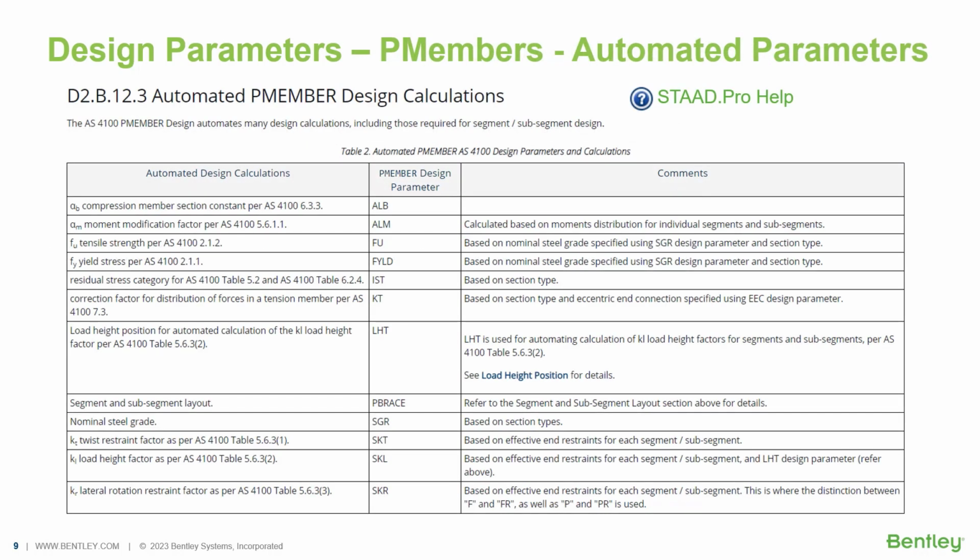When performing the design on physical members, many design parameters are automatically calculated by STAAD.Pro as shown in this table. For example, moment modification factor as per section 5.6 of AS4100 is calculated automatically based on moment distribution for individual segments and subsegments. Calculation of some of these parameters also depend on how you have defined the P-brace command and the restraint types utilized within it.